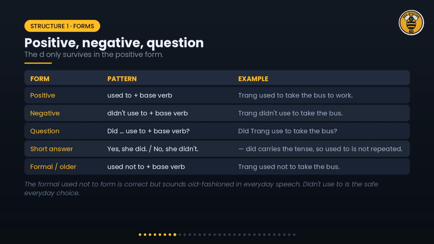There is also an older, more formal negative: used not to. It is correct, and you may meet it in literature, but it sounds old-fashioned in everyday speech. Didn't use to is the safe, everyday choice.